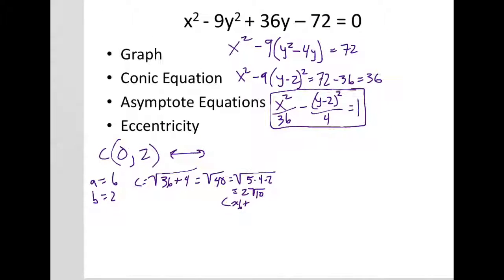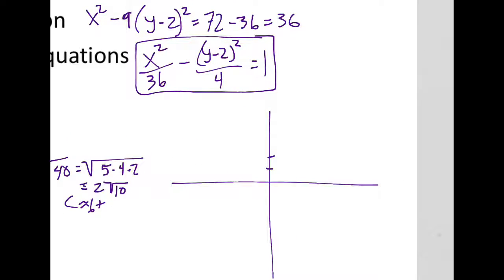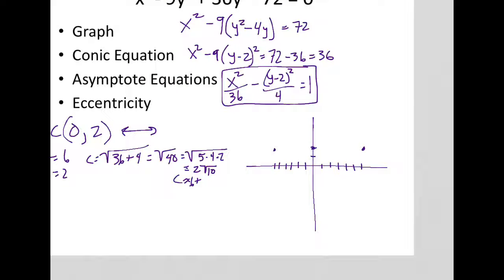So let's figure out what we know. We want to graph this. Maybe it's a good time to do that now. Center is x value 0, y value 2. It's opening horizontal, which means A is taking me left and right. A is 6, so 1, 2, 3, 4, 5, 6. 1, 2, 3, 4, 5, 6. Gonna go boom and boom right there. And then there was my center.